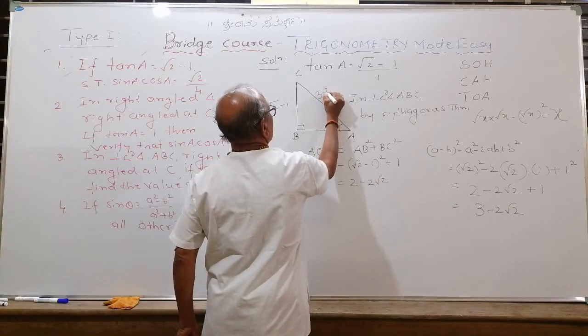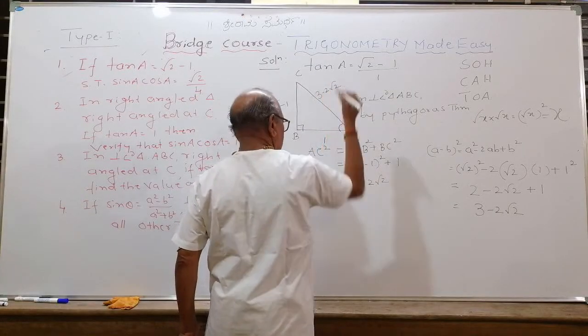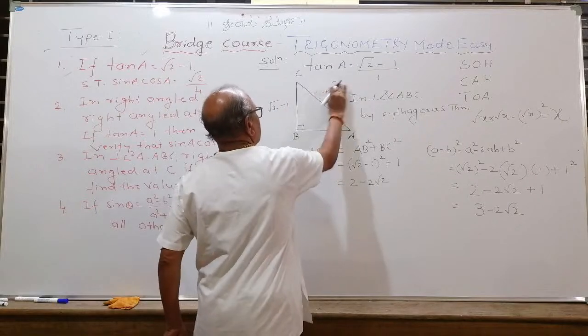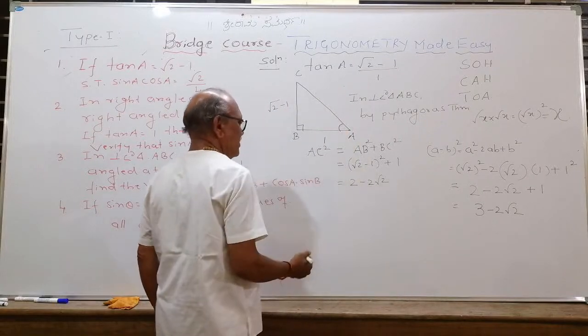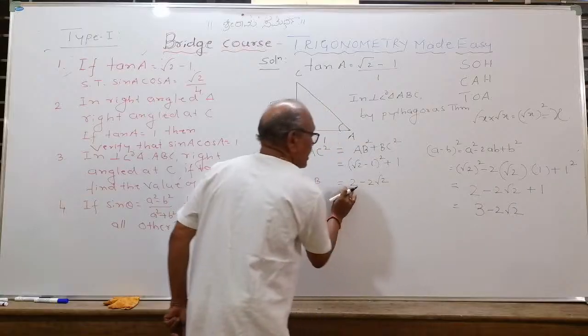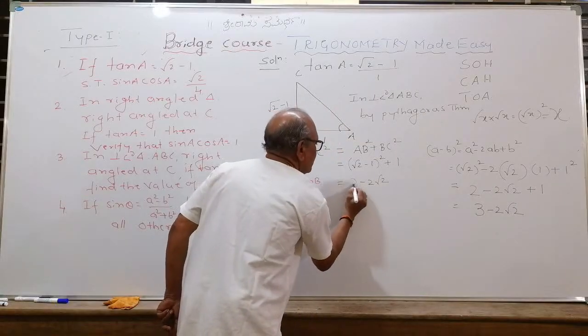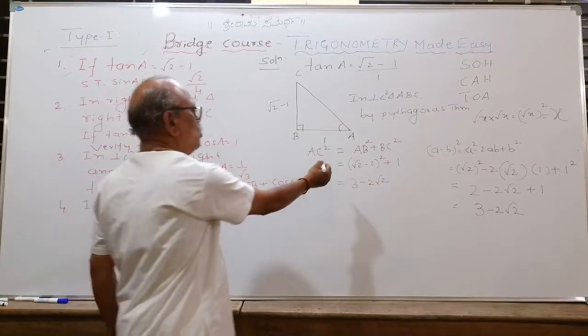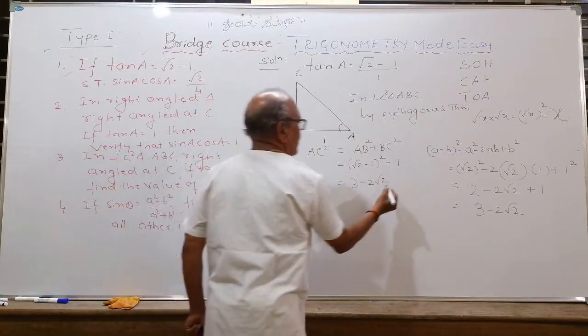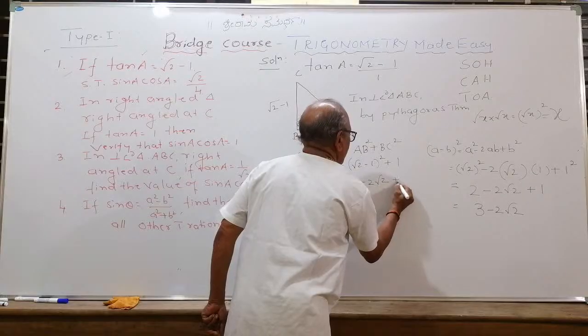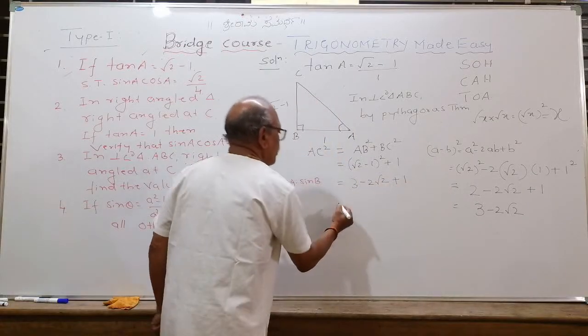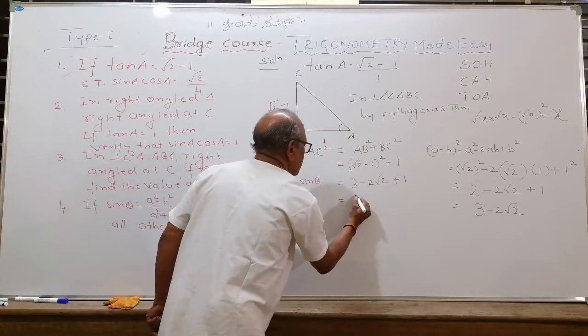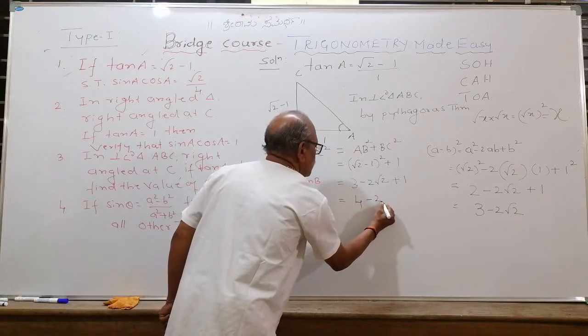3 minus 2 root 2. Wait, we have to take the square root of it. Very interesting. And you will get 3 minus 2 root 2 is (root 2 minus 1) whole square. Right? You will get plus 1 here. Okay? What do you get now? 3 plus 1 becomes 4 minus 2 root 2.